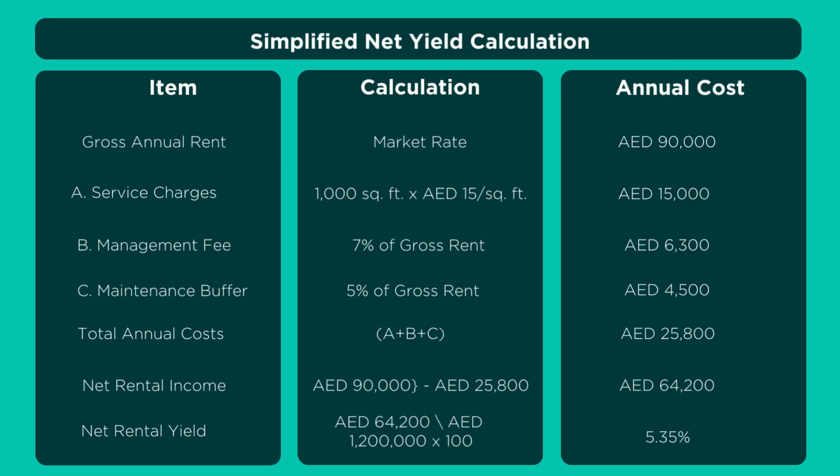Simplified net yield calculation. Here is a simplified example showing how the net yield is calculated for a typical 1,000 square feet apartment purchased for 1,200,000 dirhams. Keep in mind that the total ROI combines the net rental yield with capital appreciation, the increase in your property's value. Since Dubai has been seeing strong capital appreciation, especially in prime areas, your actual annual return on investment could be significantly higher, often 8% to 15% when combining both rent and value growth.